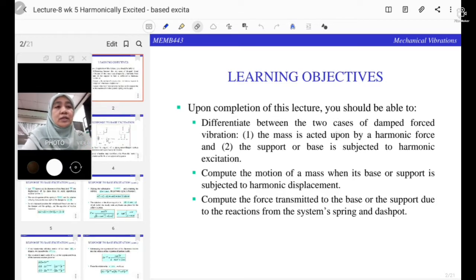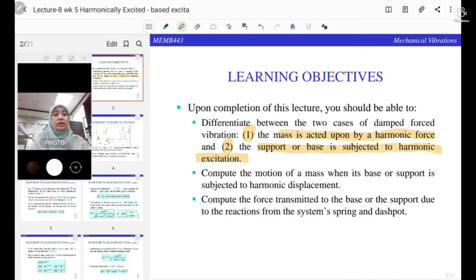So basically, as I said, we would like you to differentiate between the two cases. What we call the fixed base, where the mass is acted upon by a harmonic force. Another case is what we call base excitation, where the support or base is subject to harmonic excitation. So it is different because the source of input is at a different location.